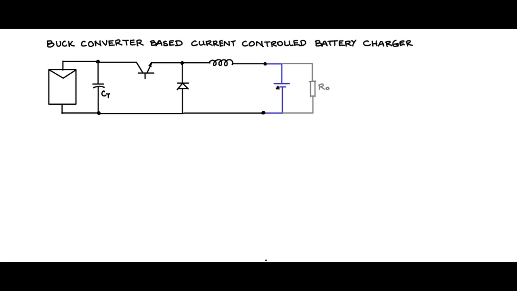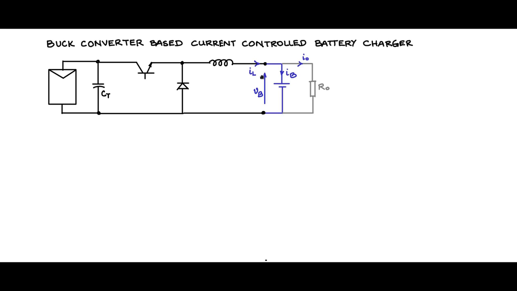Now here you have the battery voltage, which we will call VB. The current through the inductor is as shown here. This will be the current through the battery, IB, and this current will be I0, which is flowing through the external load.